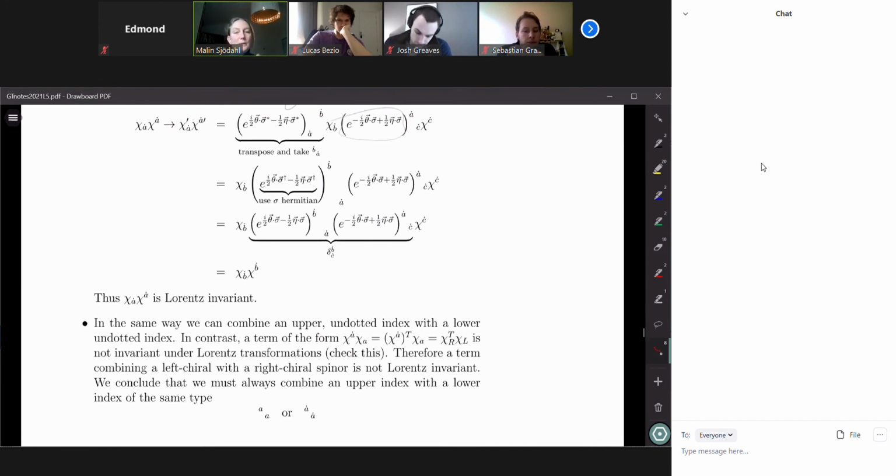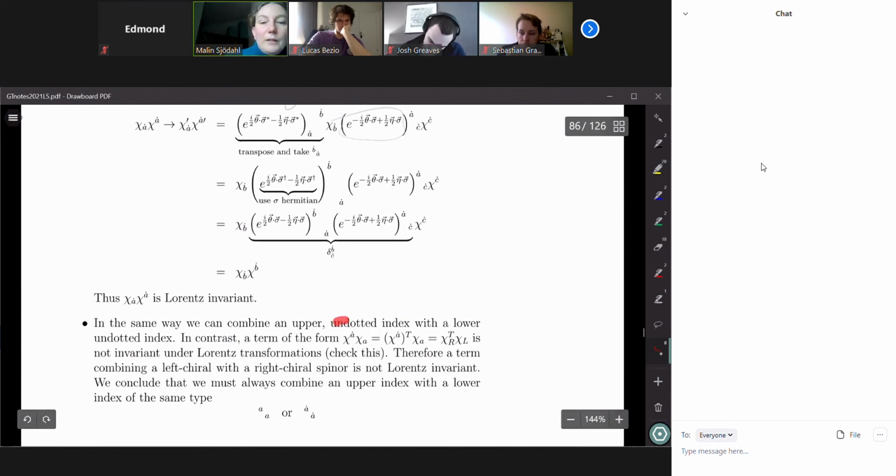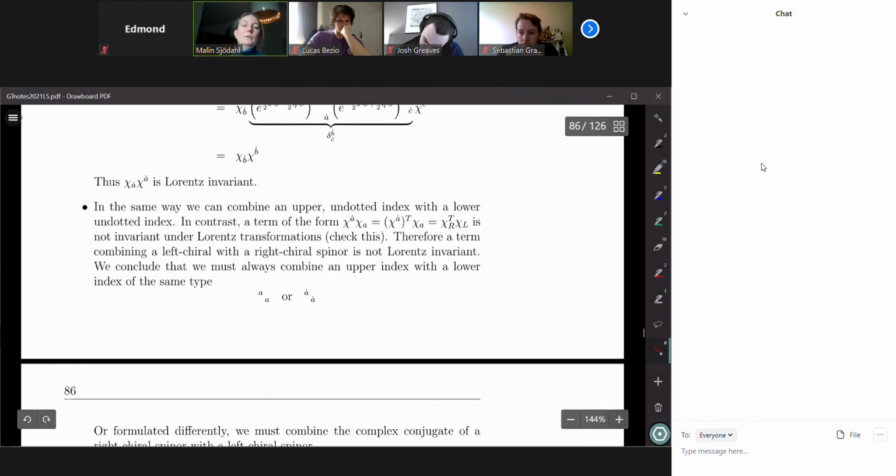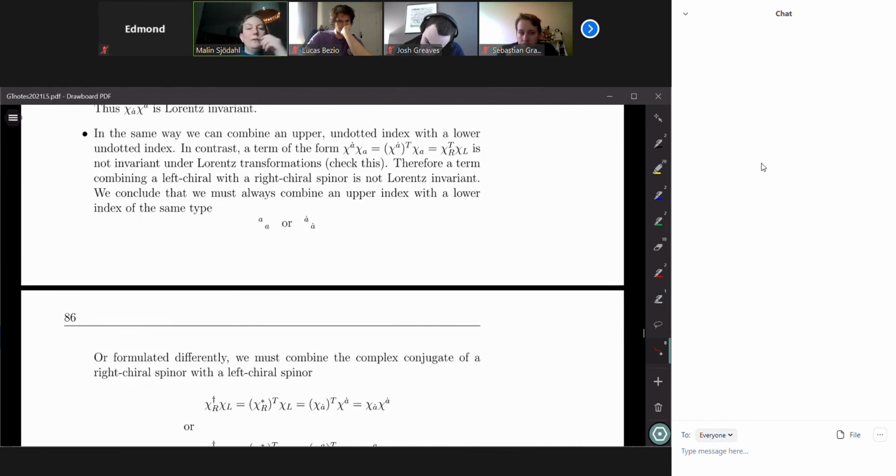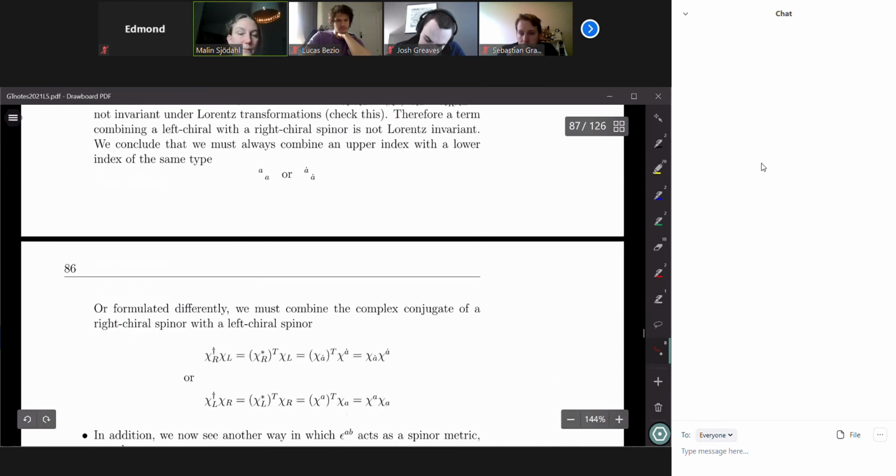And in the same way, one can combine an upper undotted index with a lower undotted index to obtain something that is Lorentz invariant. So to construct Lorentz invariant quantities, we always need expressions of this type: an undotted index contracted with an undotted index, or a dotted index contracted with a dotted index.